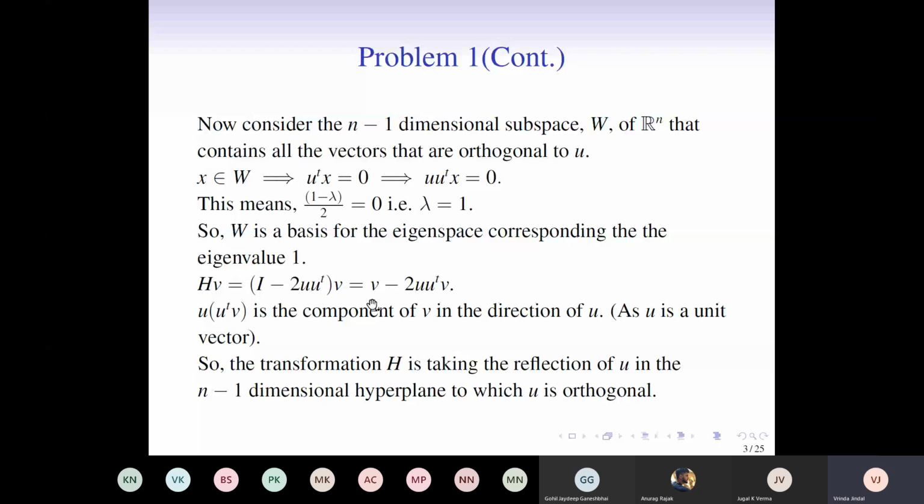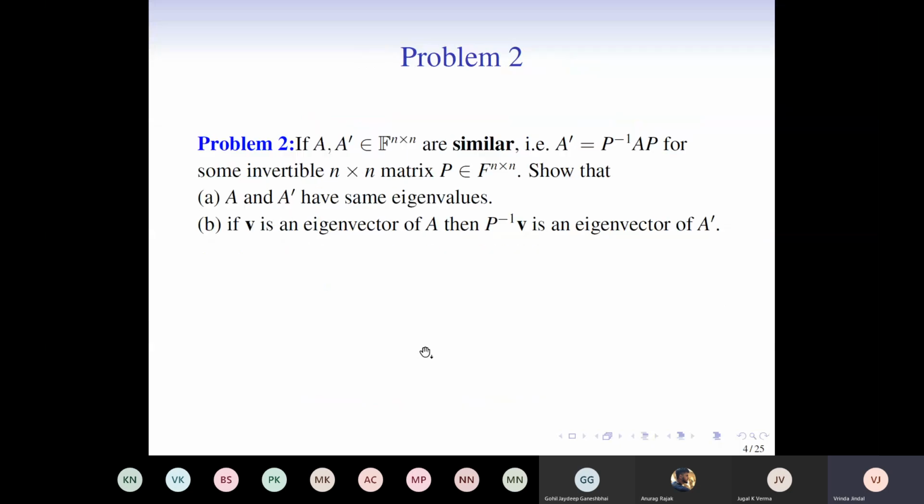So just extrapolating what we have understood for 3 dimensions, what this equation v minus 2u transpose v is doing is basically reversing the direction of v along the plane. So we are taking the reflection of v in the plane which is defined by u. Defined by u means that u is orthogonal to that hyperplane. So this is basically the geometric interpretation of H. So this was question 1.